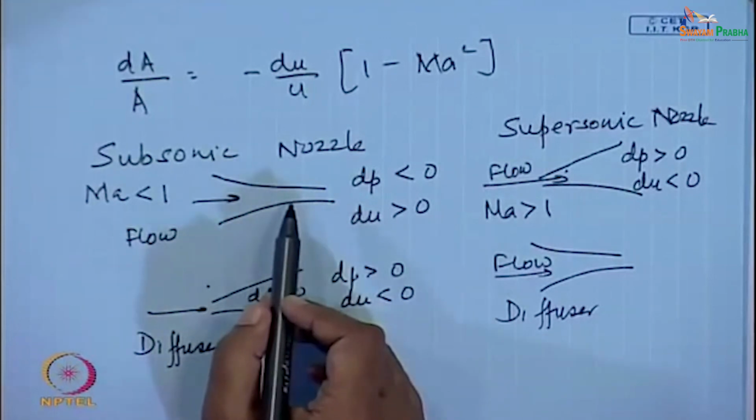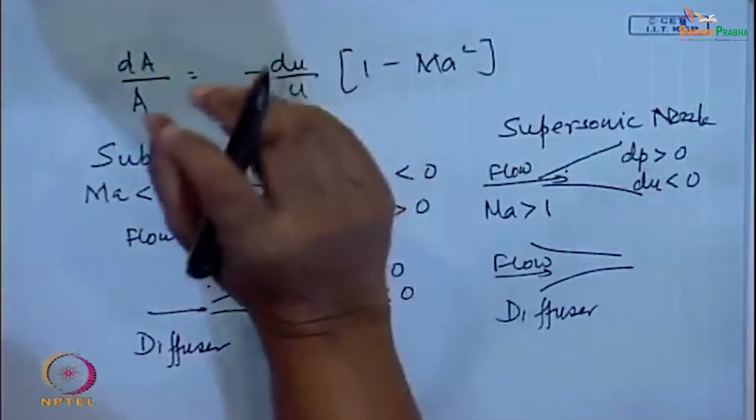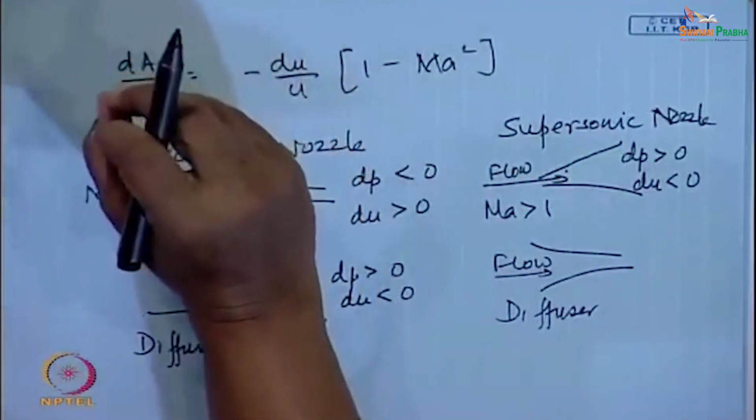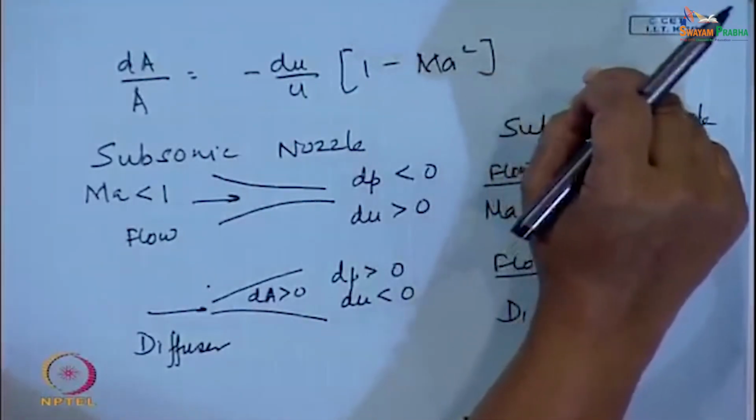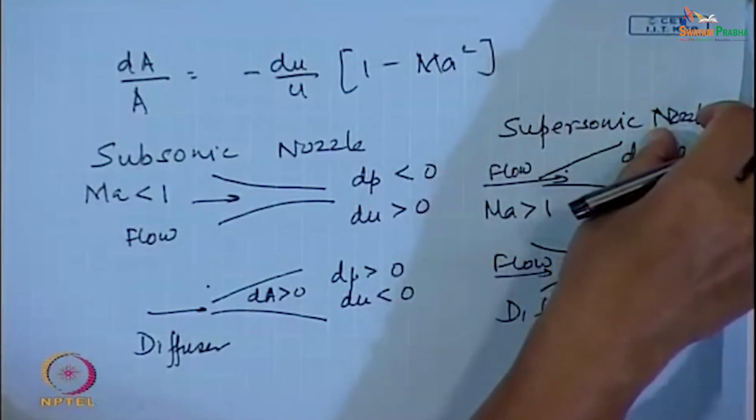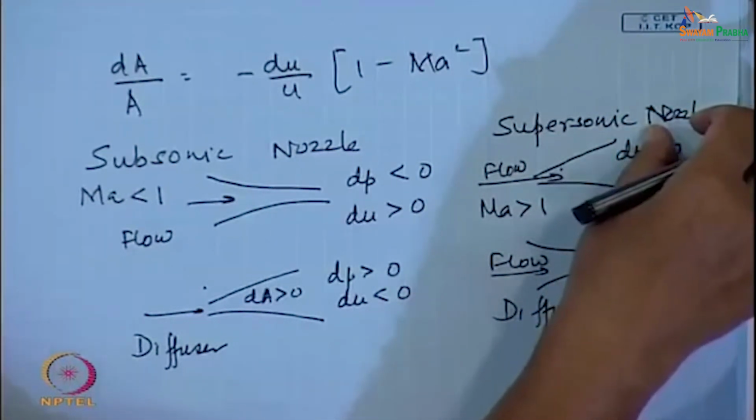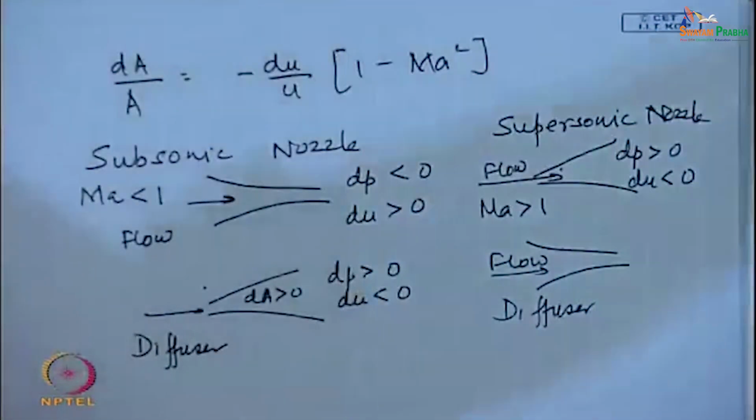So, suppose we have started with a very low velocity, and from that velocity we would like to accelerate the flow to supersonic conditions. That means we would like to go from Mach number less than 1 to Mach number greater than 1. Can we do it by either a subsonic nozzle or a supersonic nozzle? We cannot do it. So, if we start from a very low velocity and have to go to the supersonic range, we have to use a convergent divergent nozzle, otherwise it is not possible.